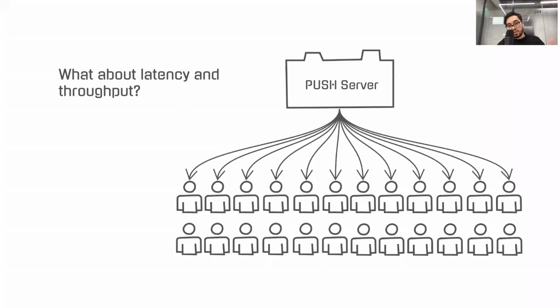And then the next question, what about latency and throughput? Say you achieve this, so you can handle 1 million connections on one machine. But then what will the latency and throughput be in this situation? Then what about message ordering? What about delivery guarantees?